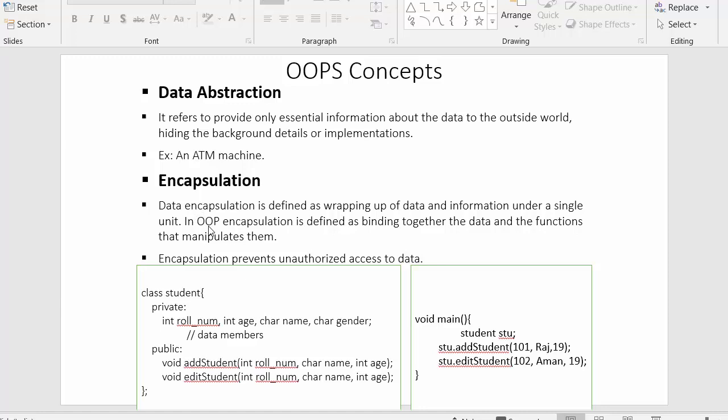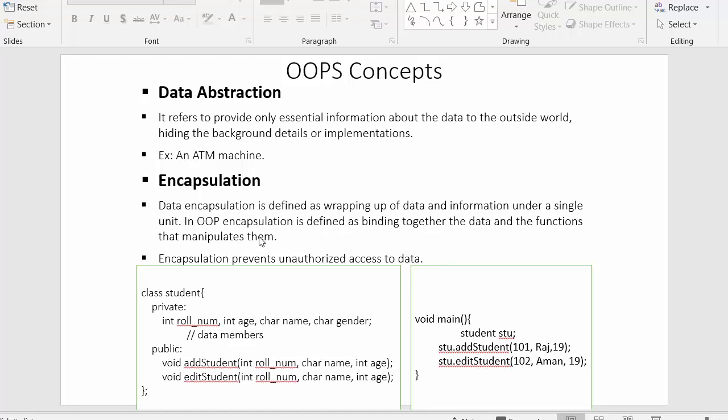So here is how the data is hidden from the user. Now let us see that. Data encapsulation is defined as wrapping up of data and information under a single unit. In object oriented programming, encapsulation is defined as binding together the data and the functions that manipulate them.